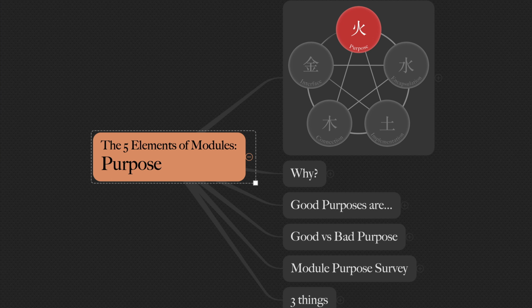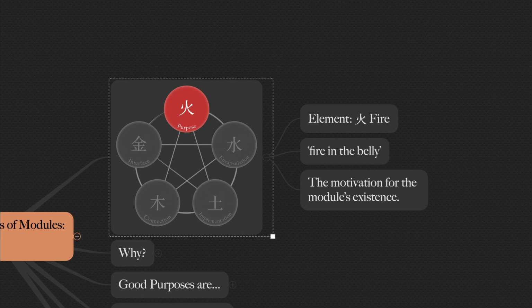Now, you probably have noticed that I have attached sort of ancient Chinese philosophy elements to each of these 5. It's just kind of for fun, and it's just a loose way of thinking about them. But I attached fire to purpose, and I think it's fairly straightforward. It's the fire in the belly sort of concept. This is the motivation for the module's existence. It's the fire that created the module. It's the reason why it exists. So take that as you will.